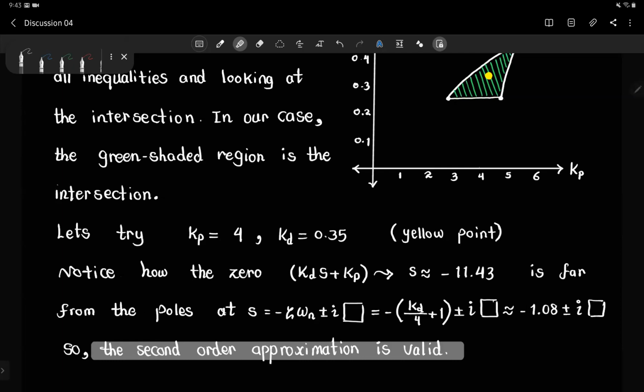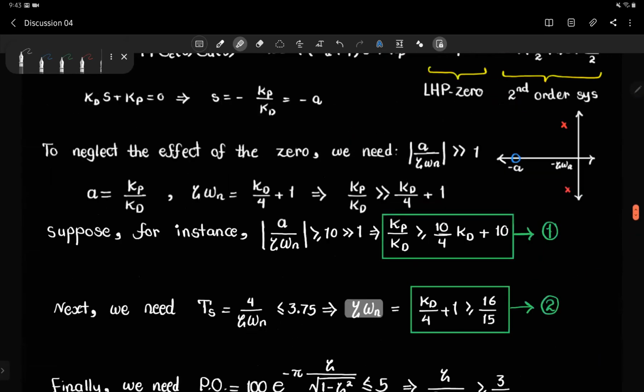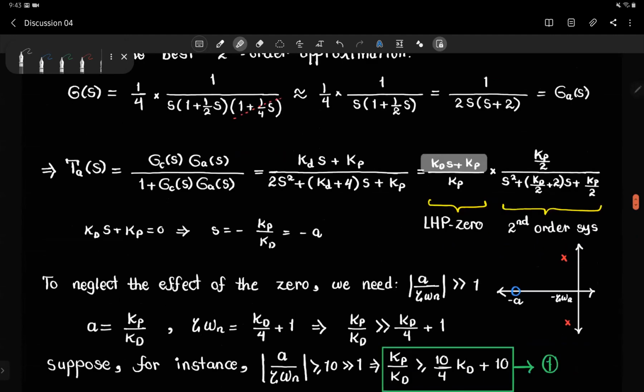However, we need to be careful, because the second order approximation is not the original system. The original system will still deviate from this, because it has a third pole, because it has a third order polynomial. There's a pole here that we totally neglected. So this pole could affect, and indeed will affect, the transient response of the system.